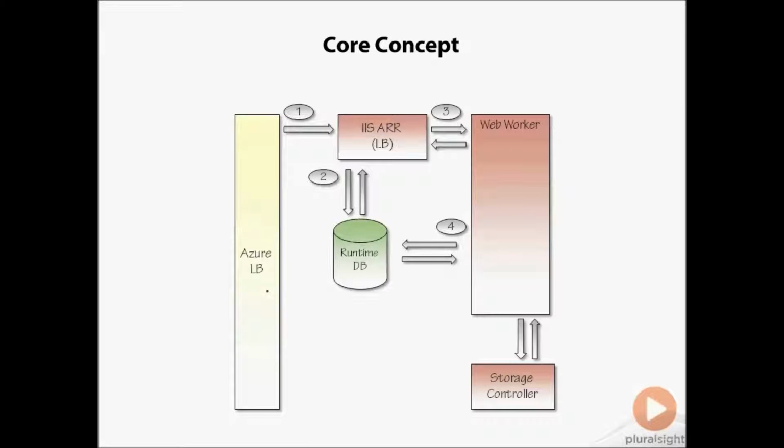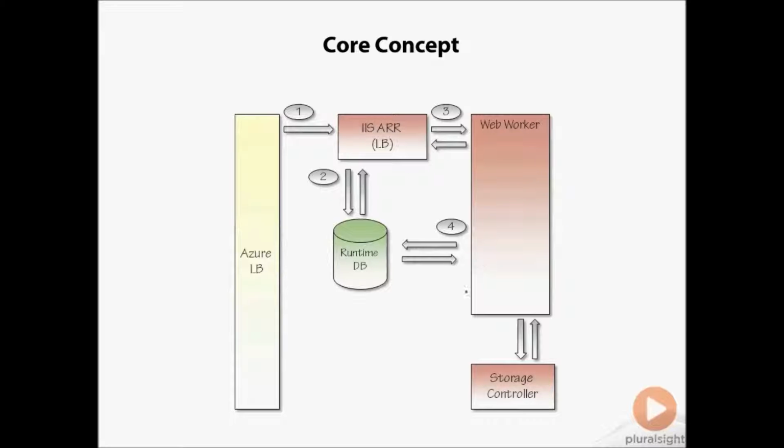So you come in through the load balancer, and as the request comes in, it is routed to one of the ARR or application request routing modules, which is an IIS module. What application request routing does, you can think of it as a reverse proxy. It goes and checks against a runtime database to see if you have the quota or the permission to create an Azure website. Once it has determined that you do indeed have the permission, it is going to go provision a web worker role to host your site.